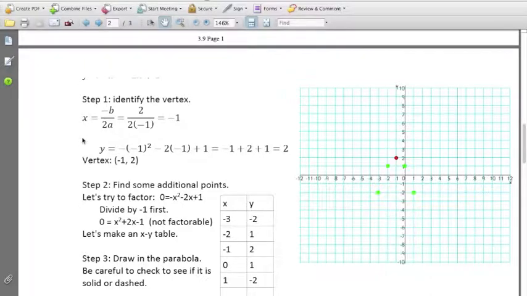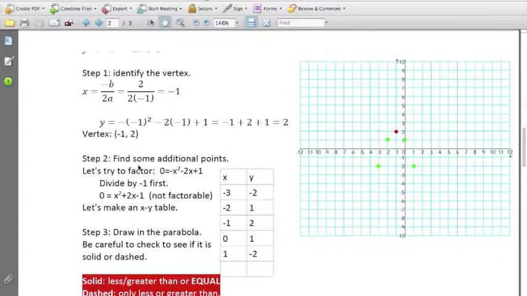I find the vertex, negative b over 2a, plug it in, and it worked out to be negative 1, 2. That's my vertex. I went ahead and plotted that as a red dot on my coordinate plane. I go back and you've got your values located right there. I find my vertex, negative 1, comma 2. Easy enough. The second thing I'm going to do is find some additional points.